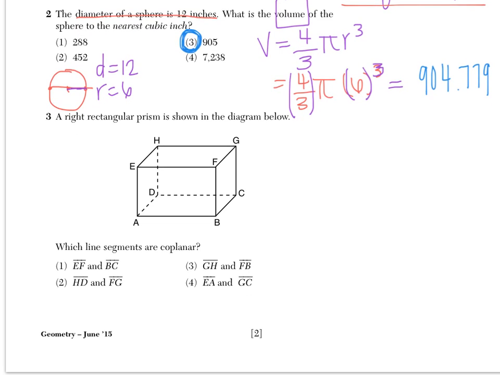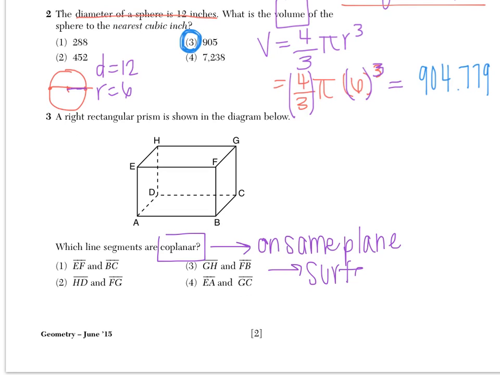Number 3 says a right rectangular prism is shown on the diagram below. Which segments are coplanar? Now this is a word that just means that they're on the same plane. A plane is just a surface that technically extends infinitely, but we often see it represented by rectangles or pieces of paper or walls or floors. All of those are planes. And so here we're looking for the one pair of segments that are coplanar, on the same plane. I'm just going to go through and highlight, and then I'll erase. If it's not the answer, then I'll highlight again and erase, and you should go through the same motions on your paper.